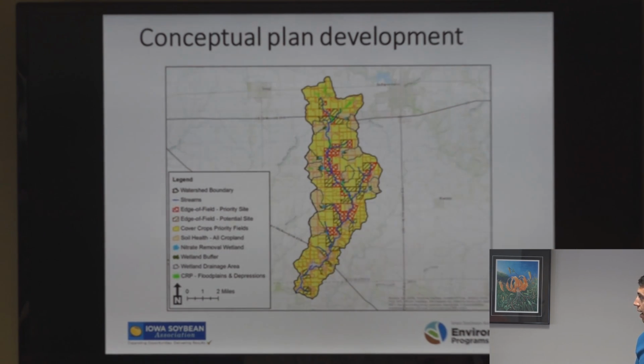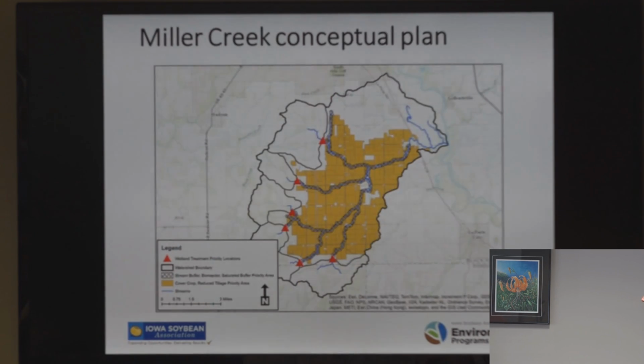And then the last thing is to kind of fill in the gaps with cover crops. So areas that may not be treated by a nitrate removal wetland or may not be treated with a bioreactor or a saturated buffer. Cover crops are good for building soil health, but also do a great job at sequestering nitrates from tile water. So this is the conceptual plan for Lime Creek, kind of stepping through that conservation pyramid.